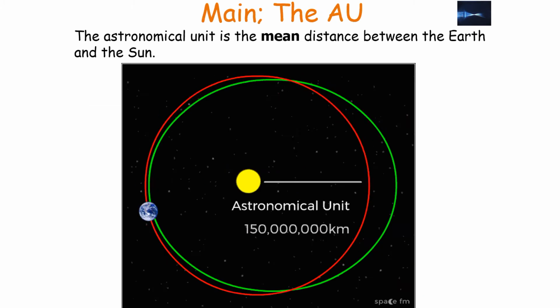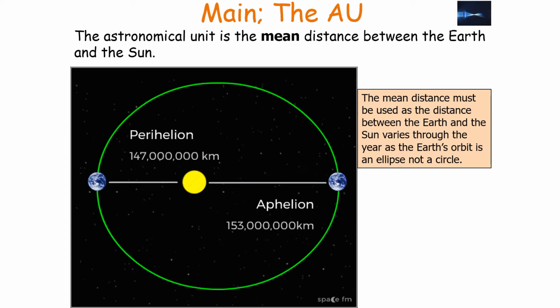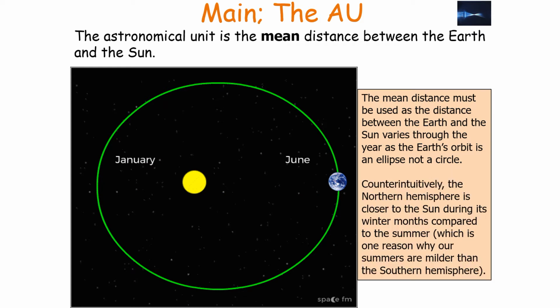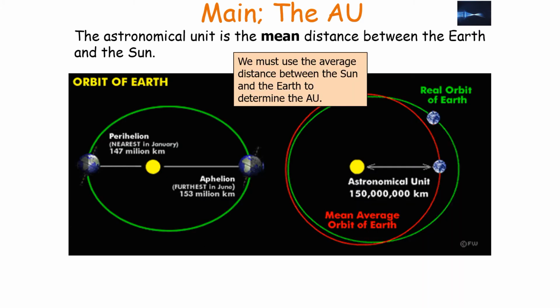Now the astronomical unit is the mean distance between the Earth and the Sun. The mean distance must be used as the distance between the Earth and the Sun varies throughout the year, as the Earth's orbit is an ellipse. Now interestingly, the northern hemisphere is closer to the Sun during the winter months compared to the summer. We then use the average distance between the Sun and the Earth to determine the AU.